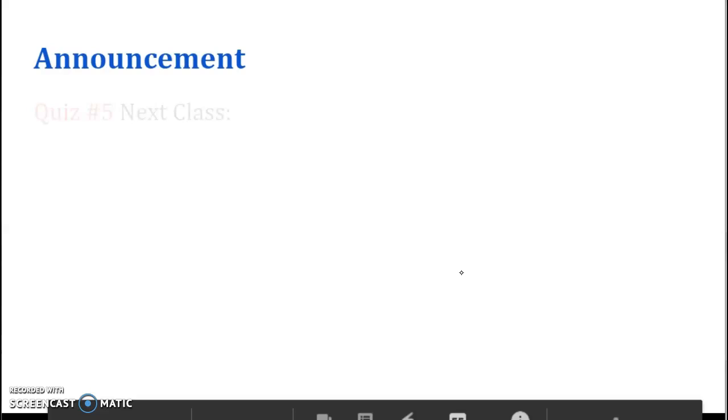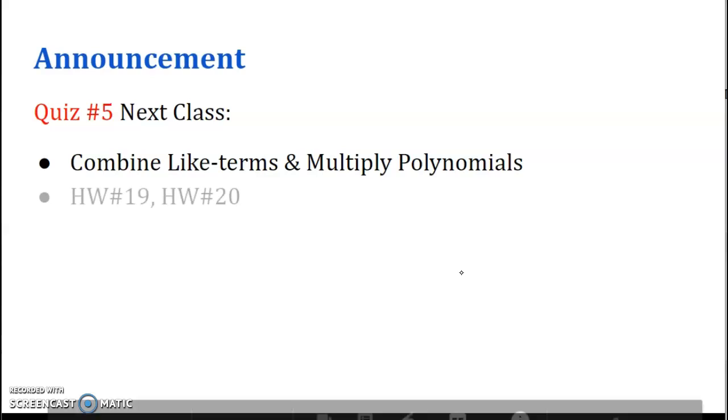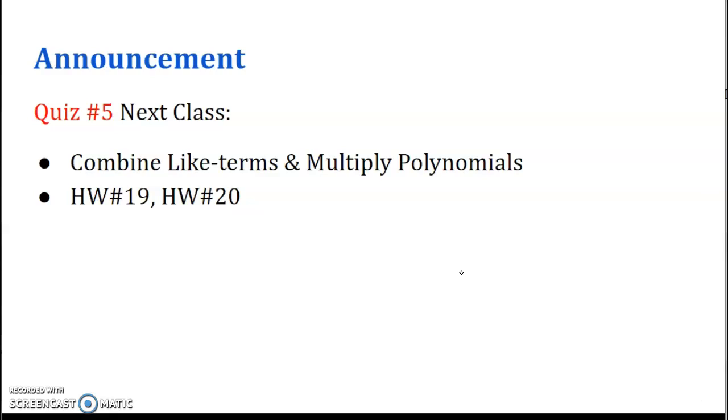All right, then another important announcement. Next class, you're going to have quiz number 5. And it is going to be on combining like terms and multiplying polynomials. Remember the area model of multiplying polynomials as well as combining like terms. Which are your like terms that you can combine? So you should be very comfortable with homework number 19 and homework number 20, as well as all the lesson material.